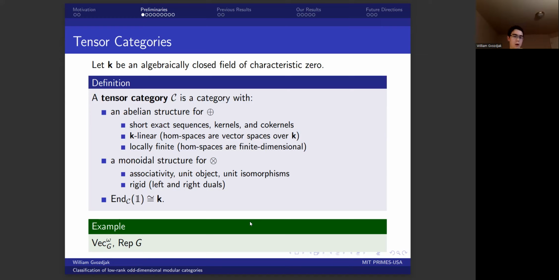And this is called the compatibility condition because it essentially ensures that our abelian structure is compatible with our monoidal structure. Because as we'll see later, the simple object is kind of an abelian concept and the unit object is a monoidal concept. And we require that they kind of work together. So here I have listed two examples of tensor categories. The first example is the category of G-graded vector spaces along with the 3-cocycle omega. And the second example is the category of the representations of a group G.